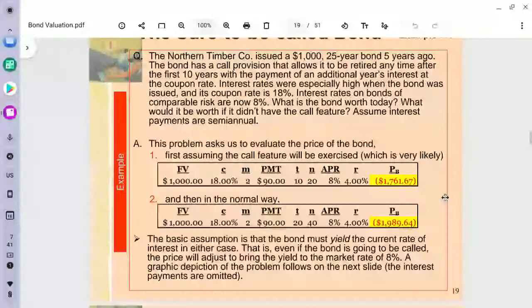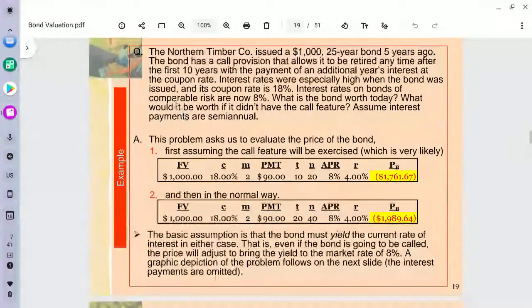Okay, let's take a look at this example. I don't know if you have time to do this or not. The Northern Timber Company issued a $1,000, 25-year bond 5 years ago. That means we have 20 years left. The bond has a call provision that allows it to be retired anytime after the first 10 years. So the call protection period is the first 10 years, but 5 years have already passed, so we still have 5 years left in the call protection period. Makes sense?